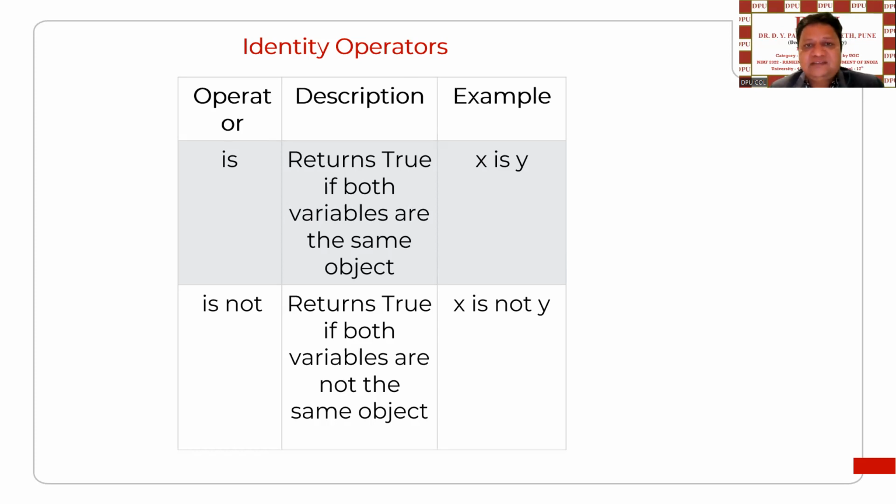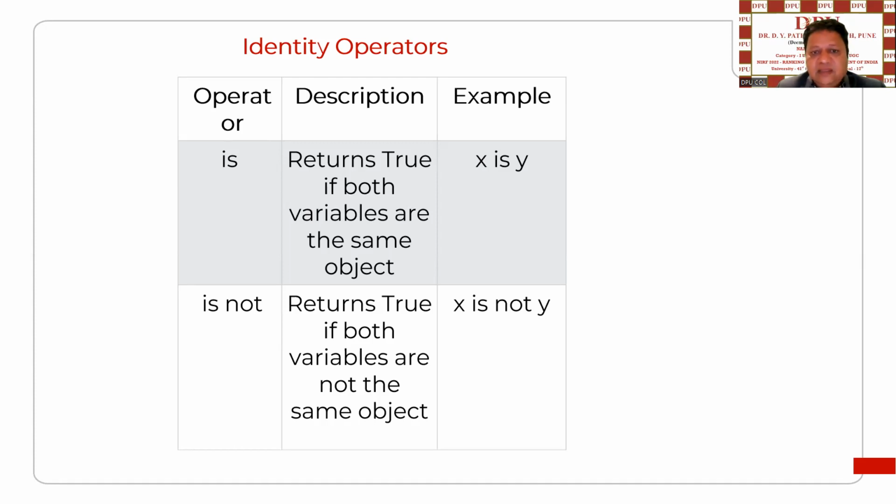Identical in the sense that both variables should point to the same memory location. That means the memory location is the same, but I am referring to it by two names because I have duplicated it. I have created a duplicate copy of that variable. So even though the name is different, the memory location is the same for x and y. So if I say x is y, and both refer to the same memory location, I will get a true value, because both are referring to the same memory location, that is 1001.